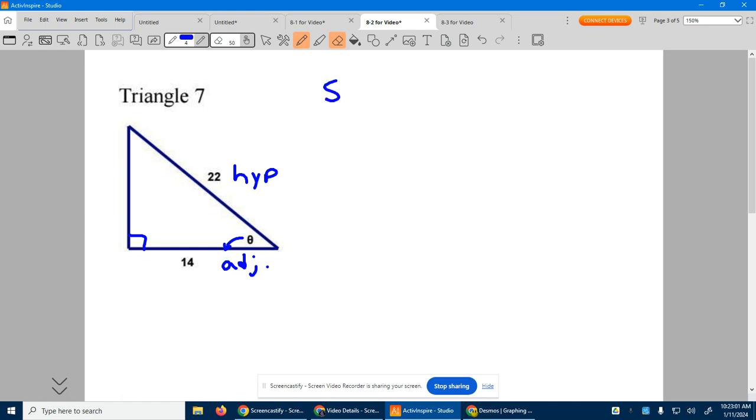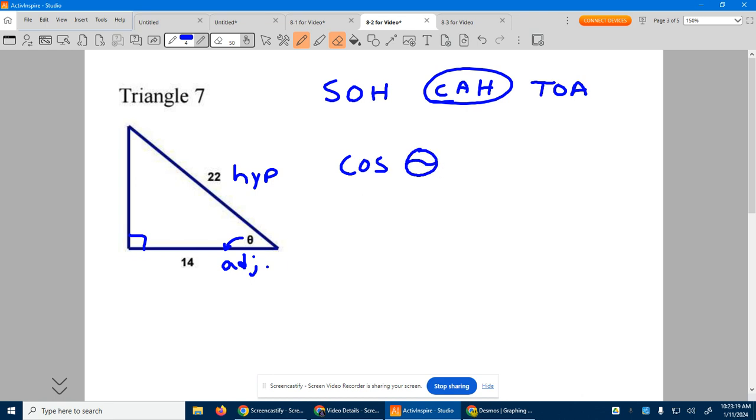So we do that little SOH CAH TOA: some old hippie caught another hippie tripping on acid. Okay, it's a stupid little expression, but it's catchy. It makes us remember it. So A and H, A and H is the C. That's the cosine. So we know the cosine of theta, that missing angle, is equal to adjacent. I've got to put adjacent first: 14 over the hypotenuse of 22.